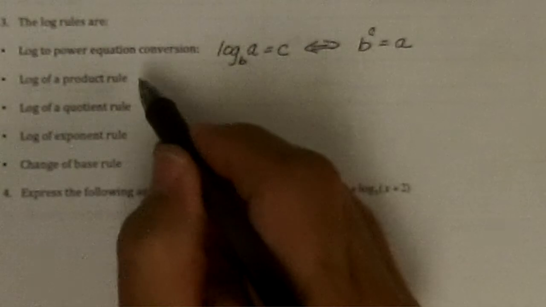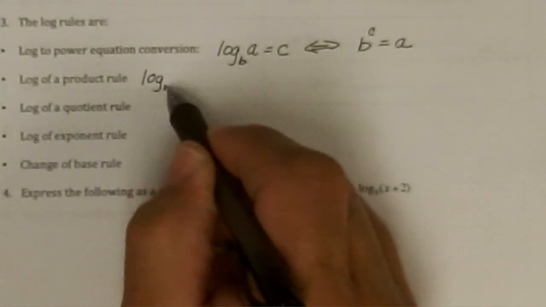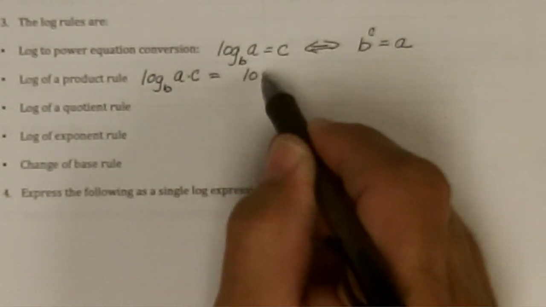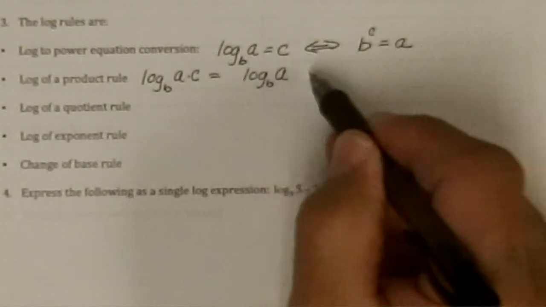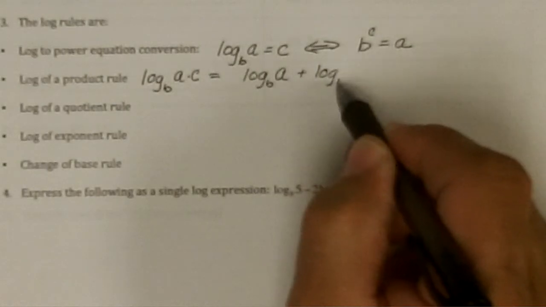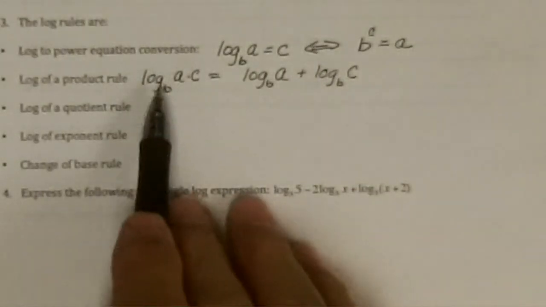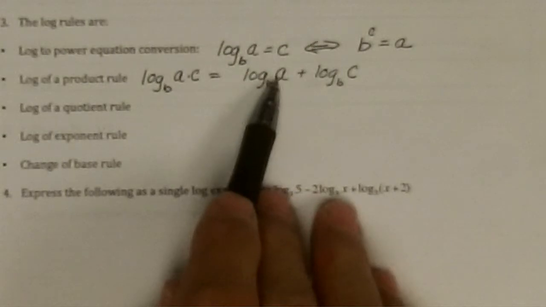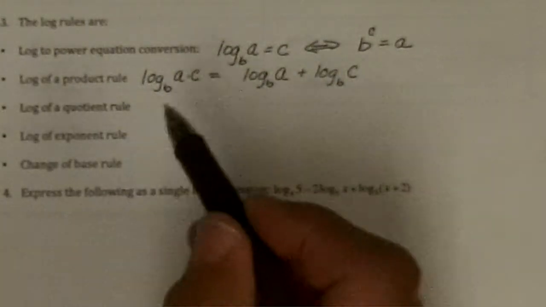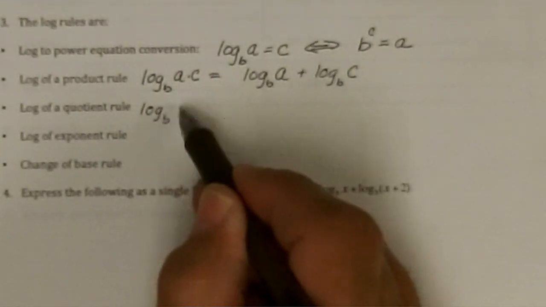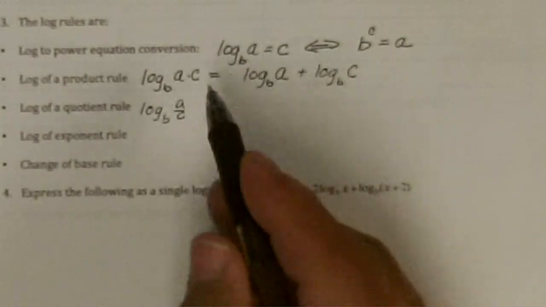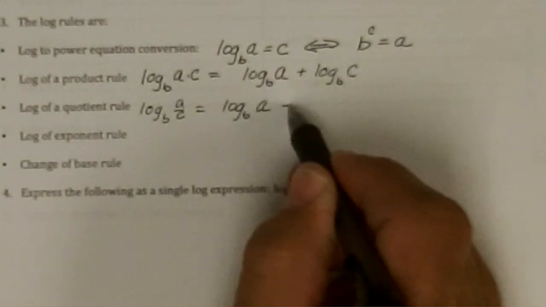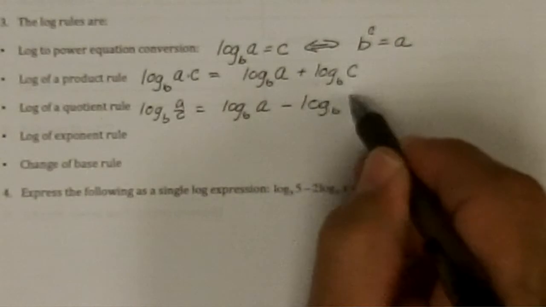Log product rule. If I have the log in some base of a times c, it becomes log in that same base of a plus log in that same base of c. Logs are powers. The powers of two things multiplied, you add the powers. The log quotient, when you have the log of two things divided, you subtract the power. So it becomes the log base b of a minus log base b of c.